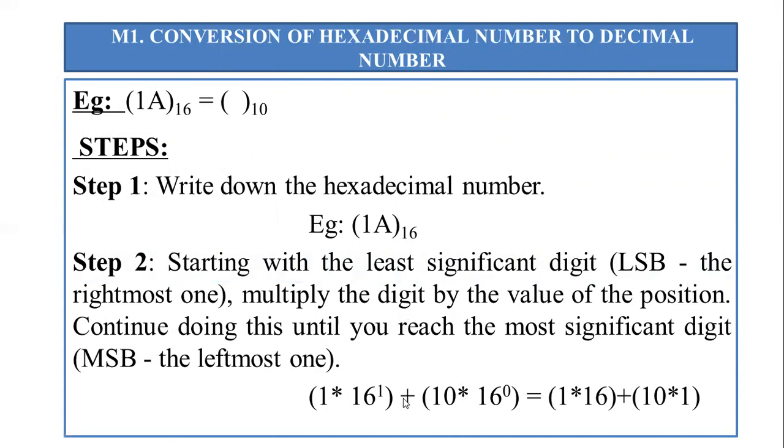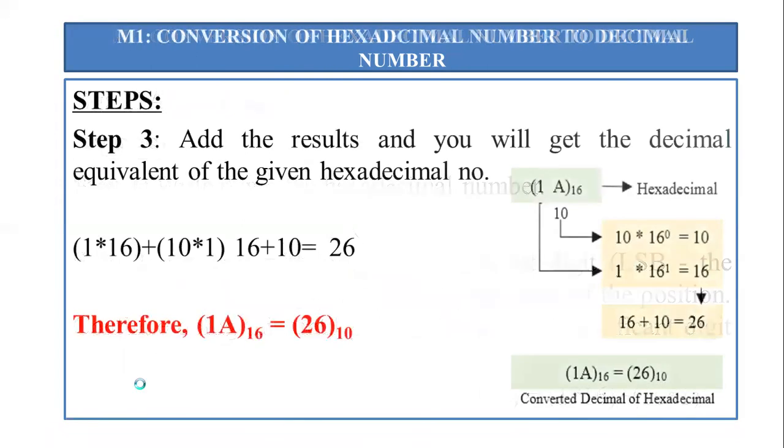So what we can say here is we'll multiply it. So 1 into 16 raised to the power 1 plus 10 into 16 raised to the power 0. Further, we will calculate it. It's 1 into 16 plus 10 into 1, as 16 raised to the power 0 will always give me 1. Now when we add the results, we will get the decimal equivalent of the given hexadecimal number.